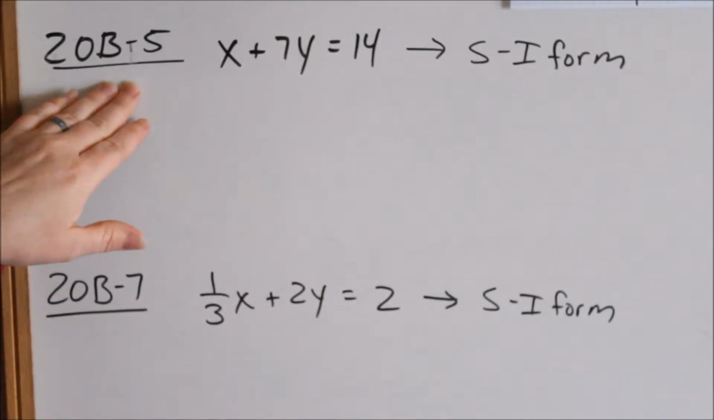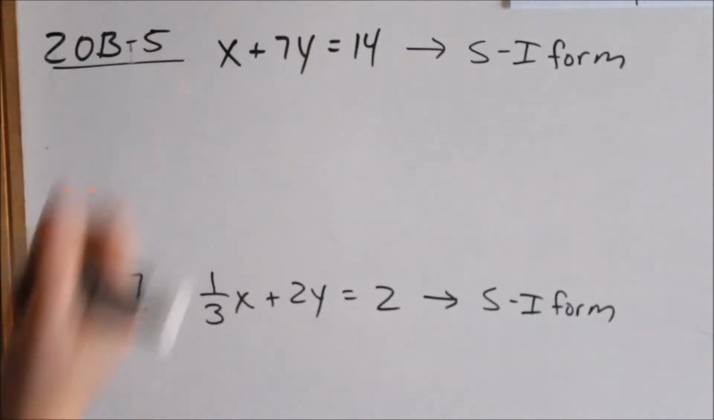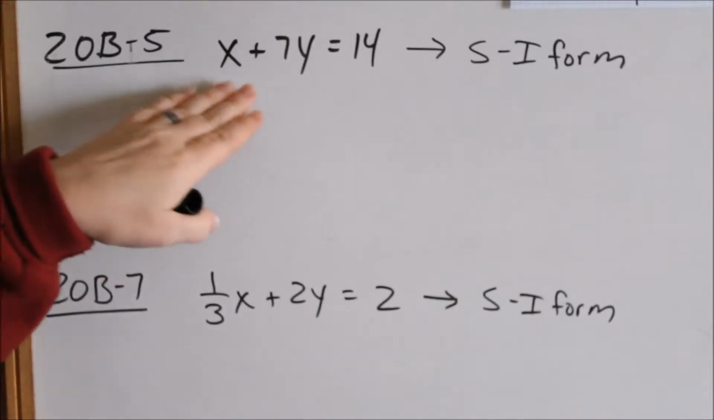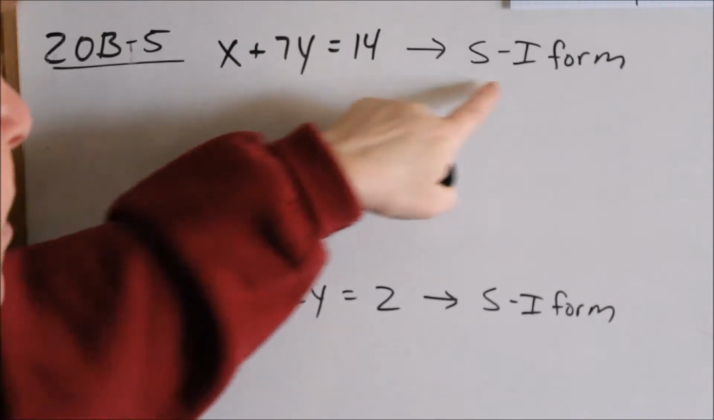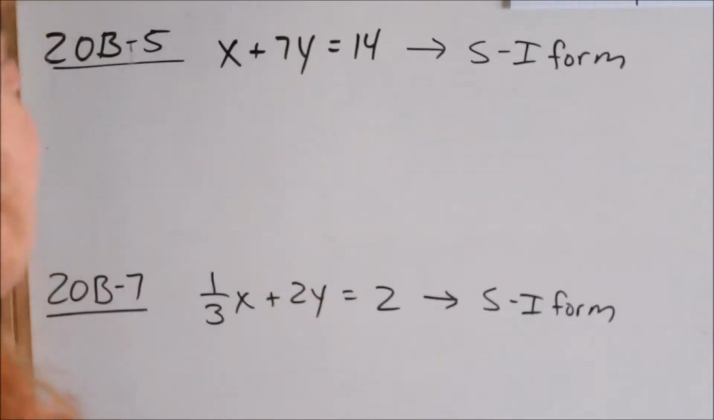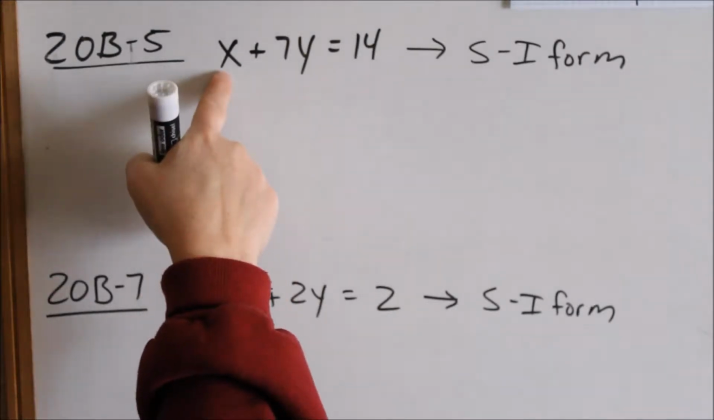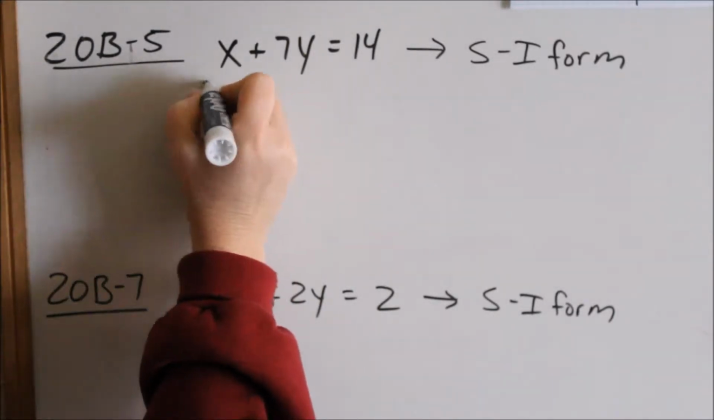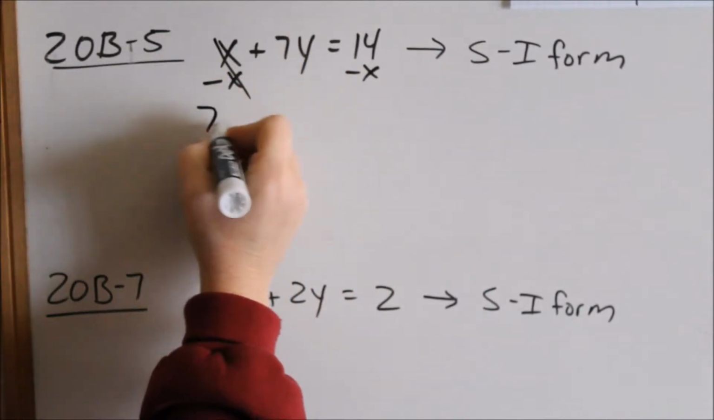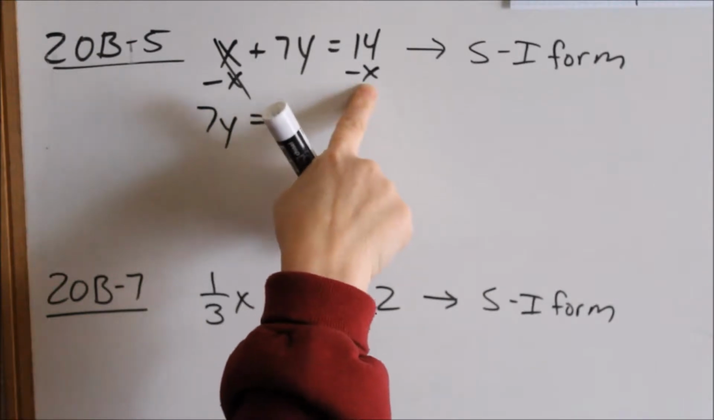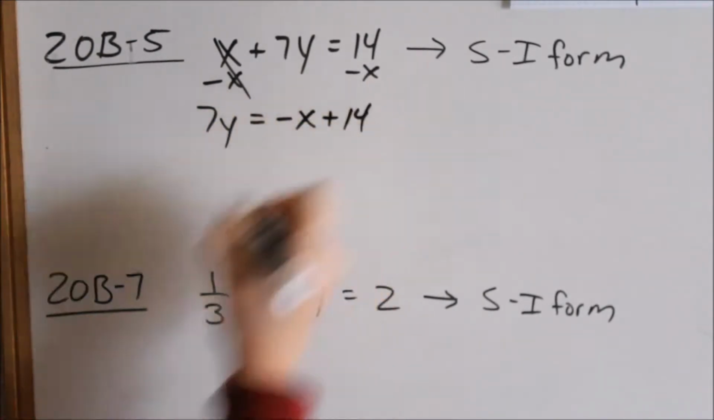So if you look at 20b-5, you have x plus 7y equals 14. That is an equation for a line, and it is in standard form, where x's and y's are on one side, whole numbers on the other side, and we are asked to put it in slope-intercept form. Slope-intercept form is y on one side and everything else on the other side. So that means I need to move my x because I only want y on one side. So the x's go away, so on the left I still have 7y. I cannot combine x's and whole numbers, so I'll just write this as negative x plus 14.